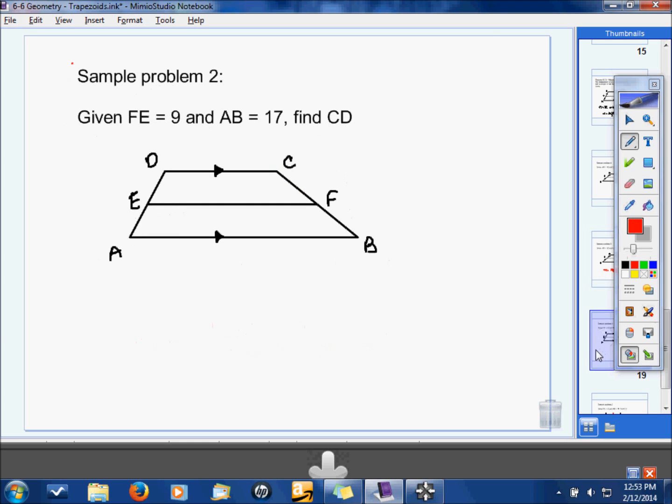Okay, next one. Here's another sample problem. Now notice this is a little bit different. This time we're given FE, and we're given AB, and you're supposed to find DC. So you have to set it up just a little bit differently because you're given the length of the midsegment, you're given this one, and you have to find this one.